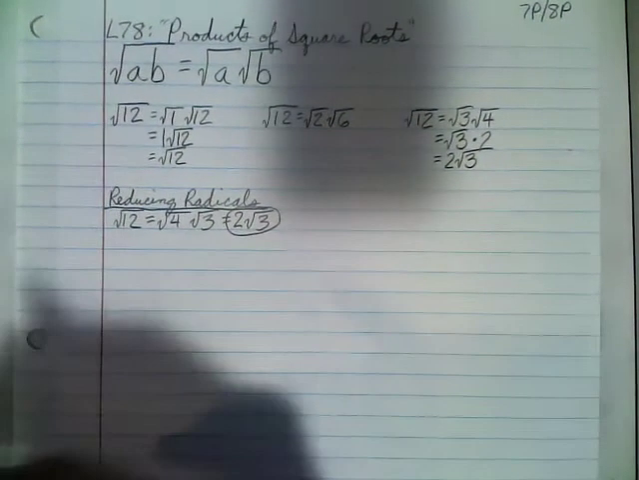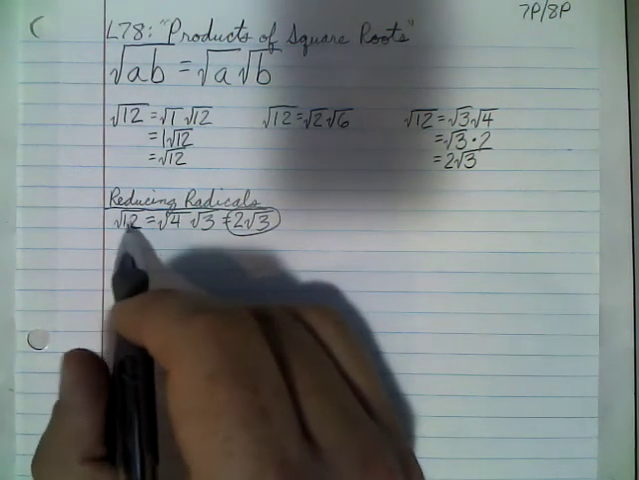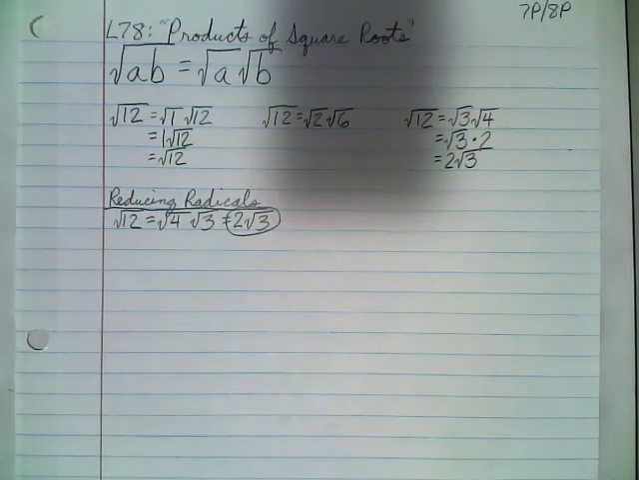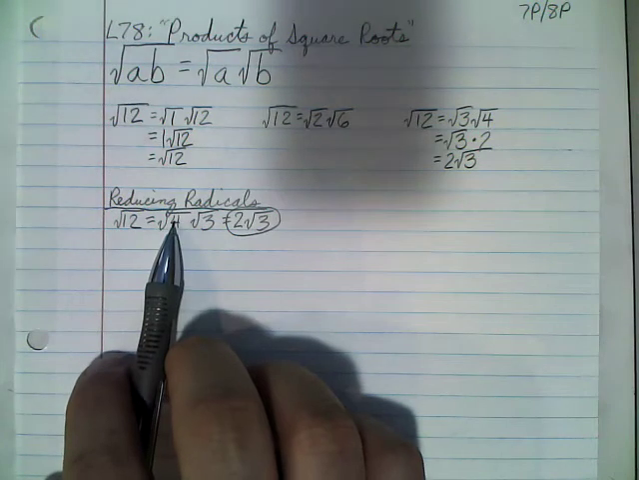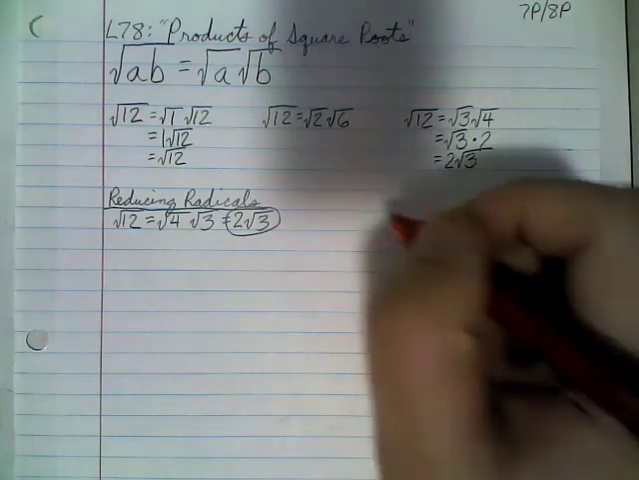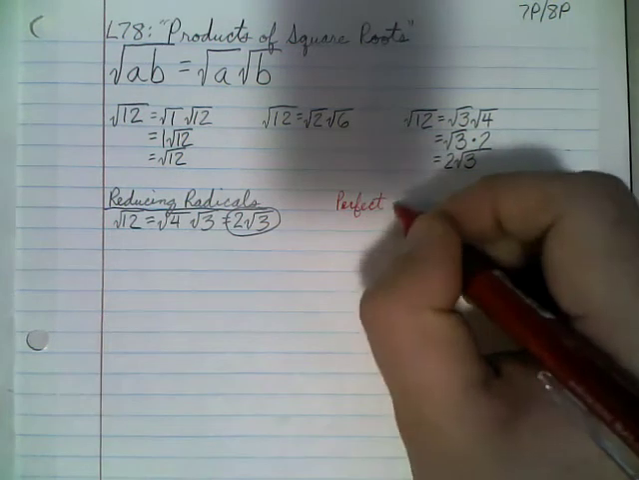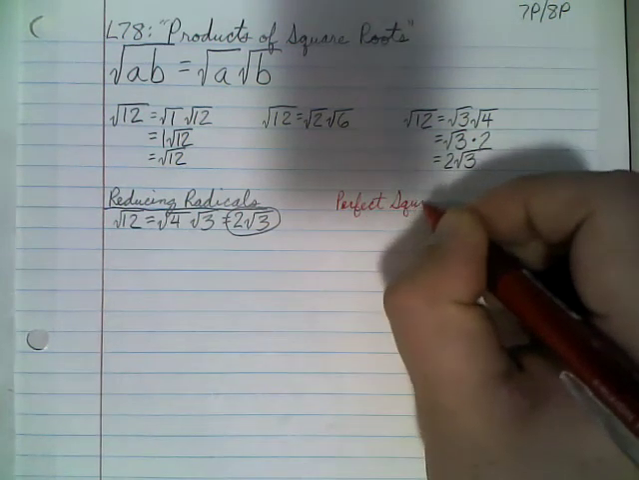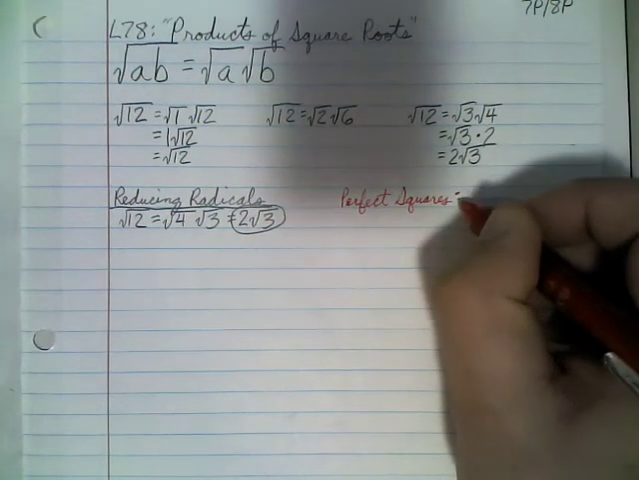So ladies and gentlemen, the idea behind reducing radicals is we want to take our radicand, our number inside the radical, and we want to, in our minds, split it apart into something times something, where one of those somethings has a nice square root. Well, if one of those somethings has a nice square root, that means it is a perfect square. So we use perfect squares to help us simplify and reduce our radicals.